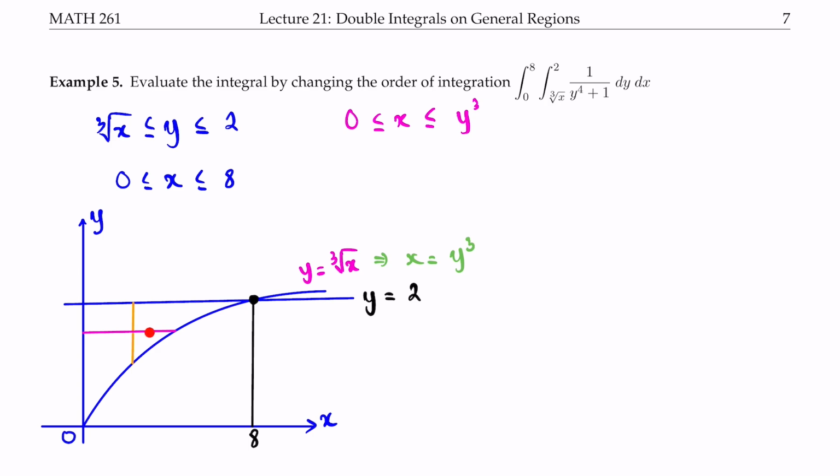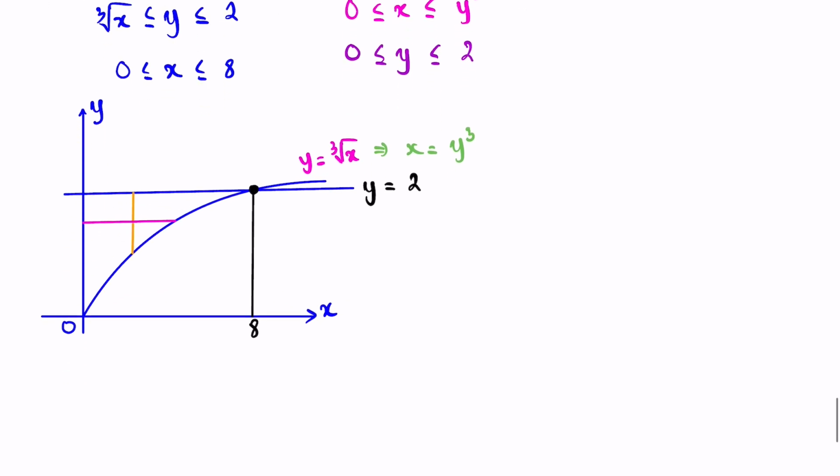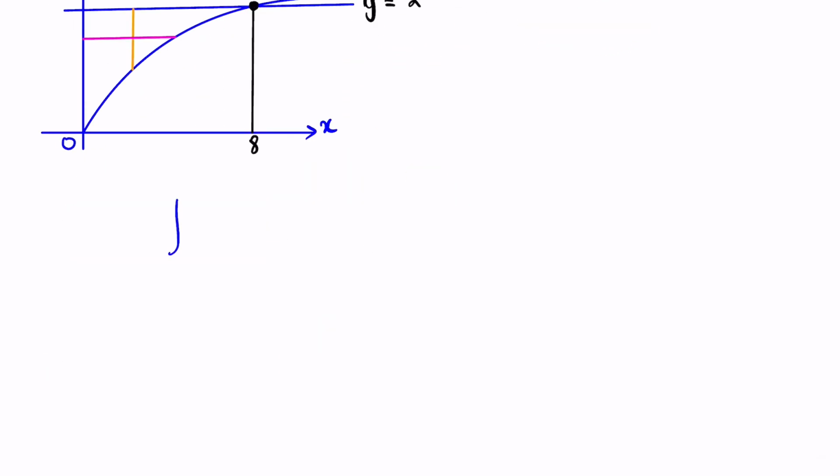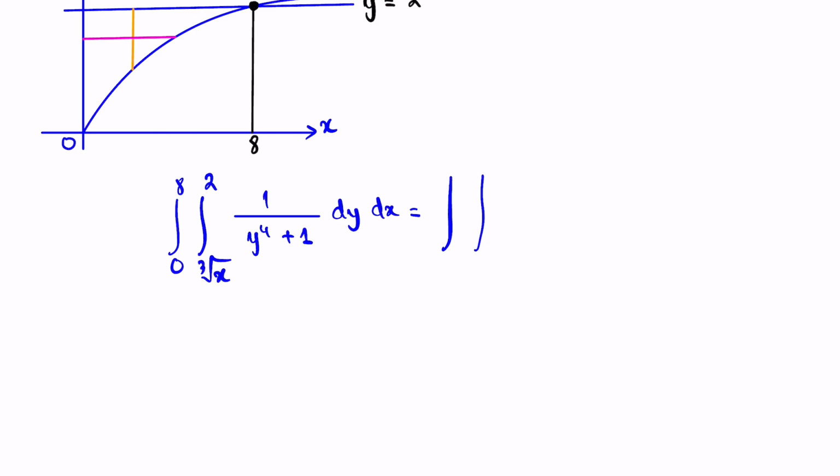And if we move the horizontal line up and down the region, we can see that the lowest point it can get to is 0, and the highest point it can get to is 2. So instead of the double integral written in this form, the integral from 0 to 8, the integral from the cube root of x to 2 of 1 over y to the 4 plus 1 dy dx, this is equivalent to the double integral from 0 to 2 and 0 to y cubed of 1 over y to the 4 plus 1 dx dy.